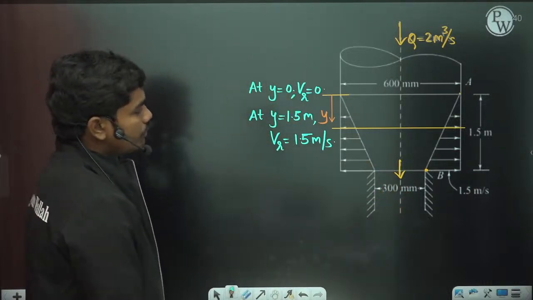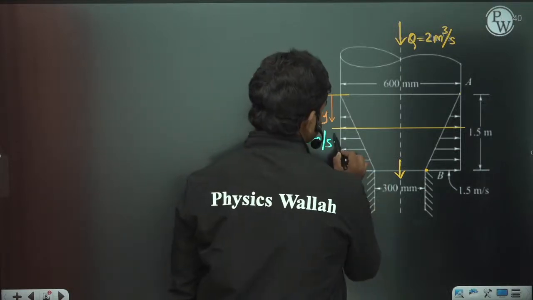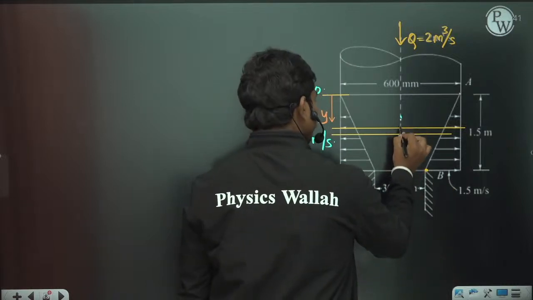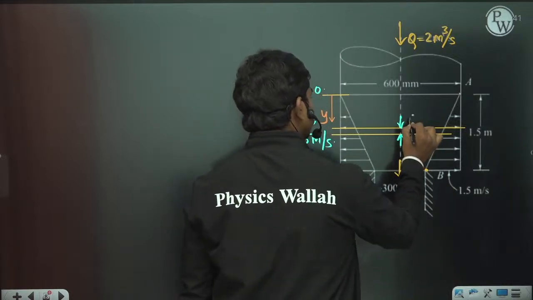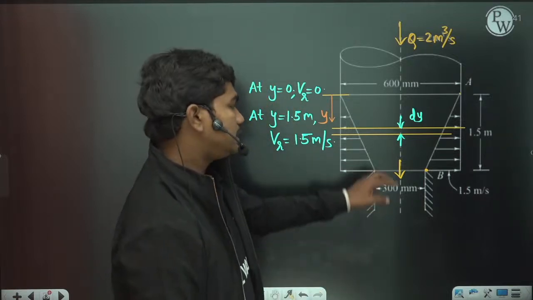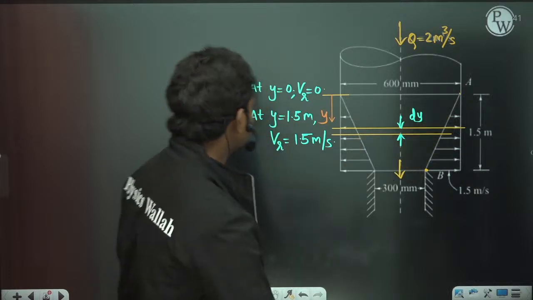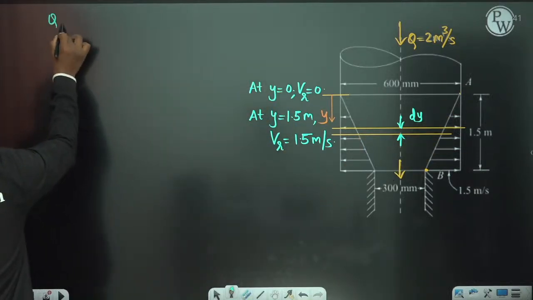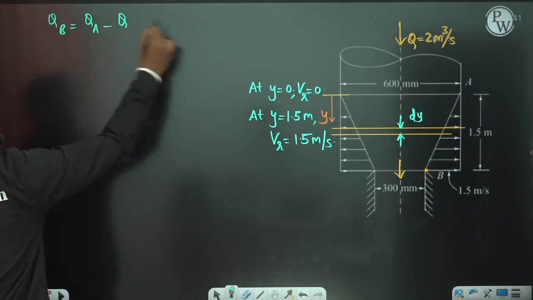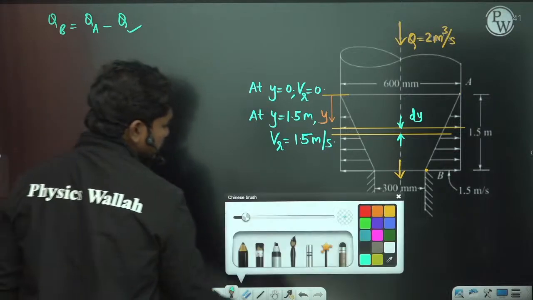Now if you want to calculate the discharge, let us take some small element of height dy, for example here. Let us suppose this dimension is dy. Now if you want to calculate the small discharge, because discharge at B is nothing but discharge at A minus the outflow from the frustum, so QB is QA minus the discharge which is leaving. If QA is already given as 2 meter cube per second, and you can identify this Q, your question is done. So let us see how to calculate.